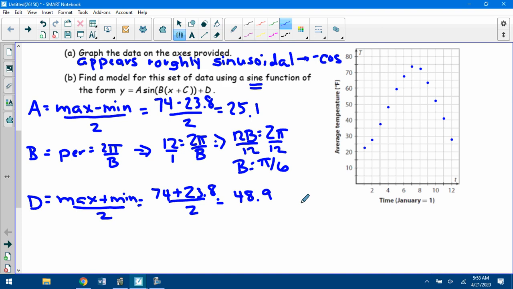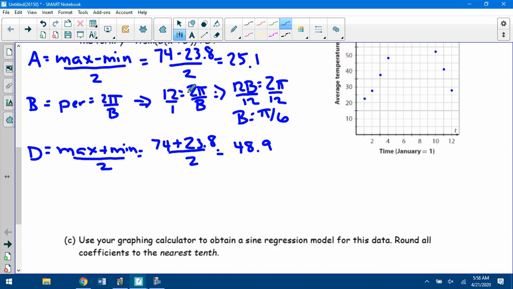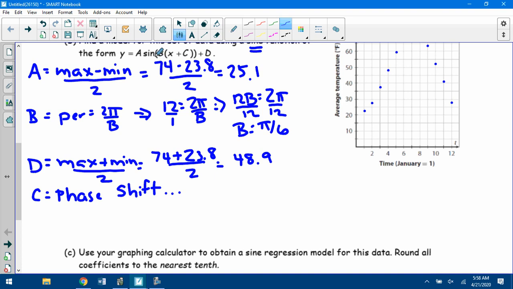Okay, so I've got pretty much everything I need except this phase shift. So let's talk about that for a second. So C is the phase shift. Now they want us to think of the sine graph. They want us to use the sine graph. And just like the warm-up, where does the sine graph start? It starts on the midline at 0. So what you should see from this is that sine cycle starts at midline.